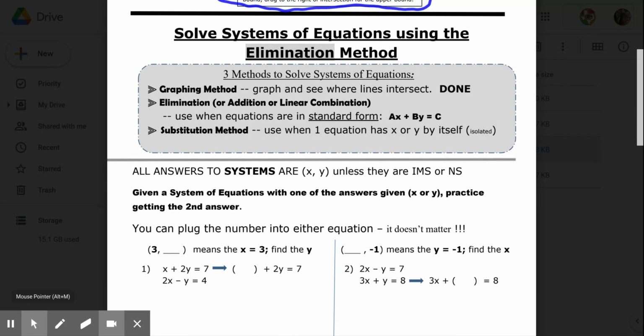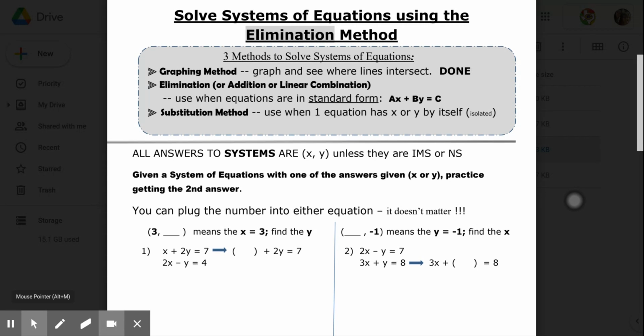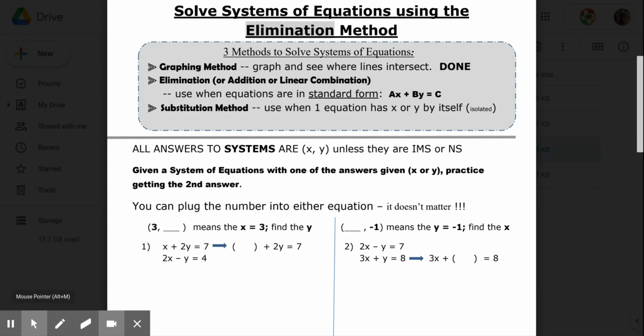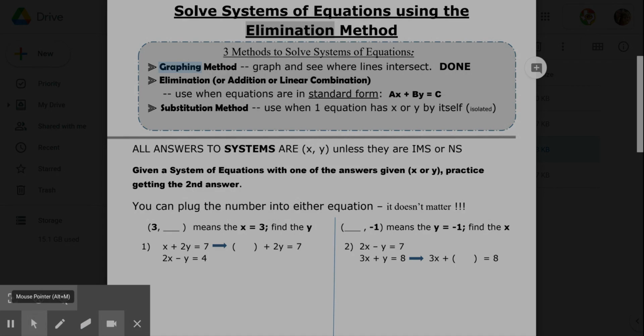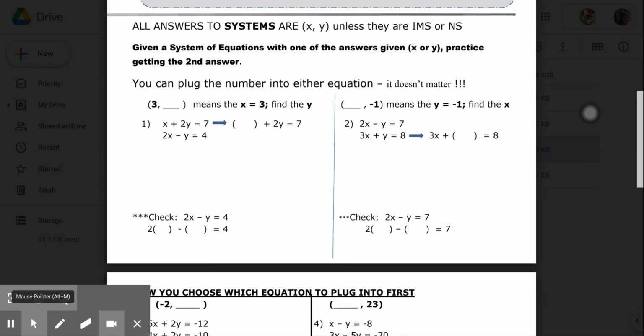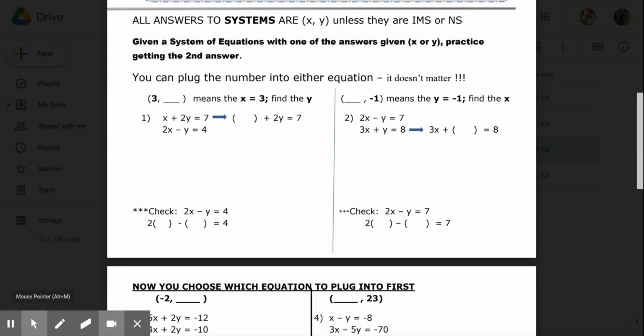All right, let's take a look at solve systems of equations using the elimination method. So first of all, there are 3 different methods of solving the system of equations. One is graphing that we practiced, and the other one is elimination. Now, I'm going to show you actually the second part of the elimination method. So we're going to kind of work backwards.